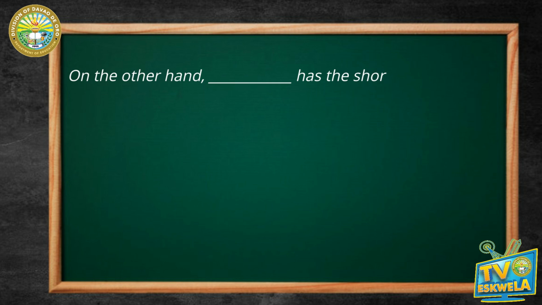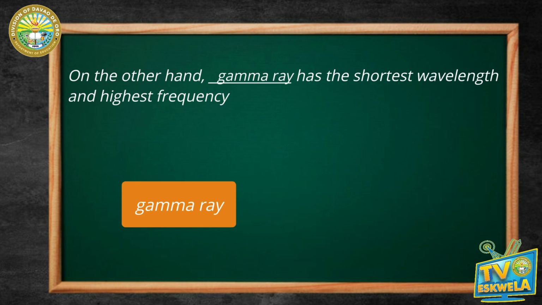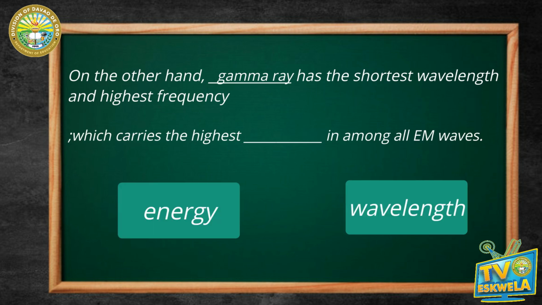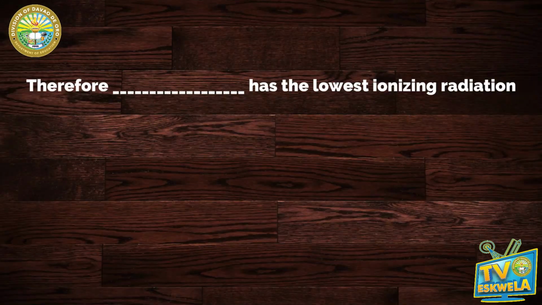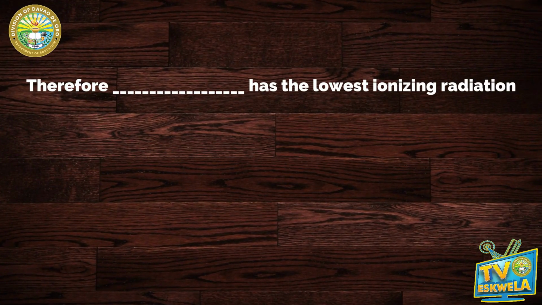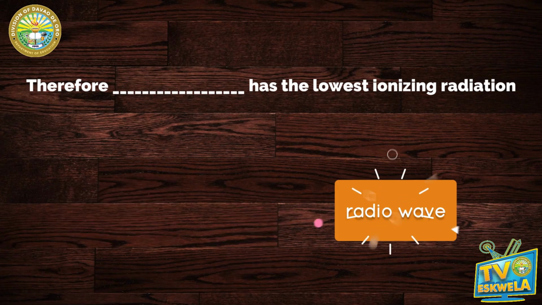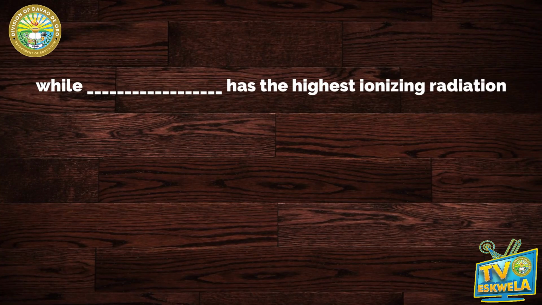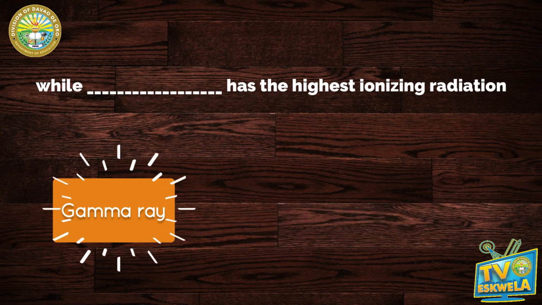On the other hand, gamma ray has the shortest wavelength and highest frequency, which carries the highest energy among all EM waves. Therefore, radio wave has the lowest ionizing radiation, while gamma ray has the highest ionizing radiation.